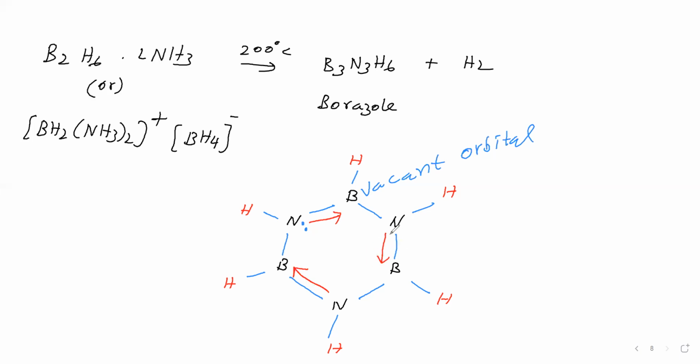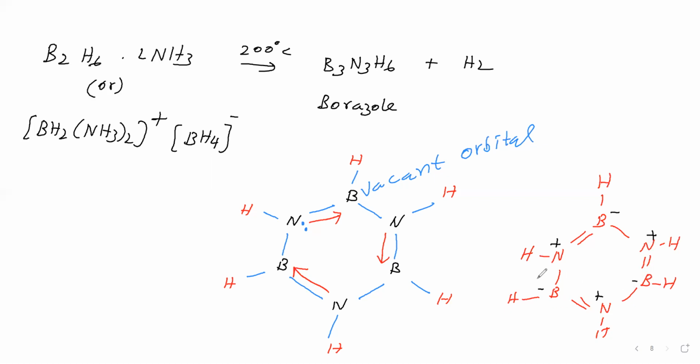This dative bond, we can write as a normal covalent bond by giving formal charges. See here, we are writing like this. Now we will write formal charges. Boron is acceptor, so -1, nitrogen is donor, so +1. Boron -1, nitrogen +1. We have written like this.